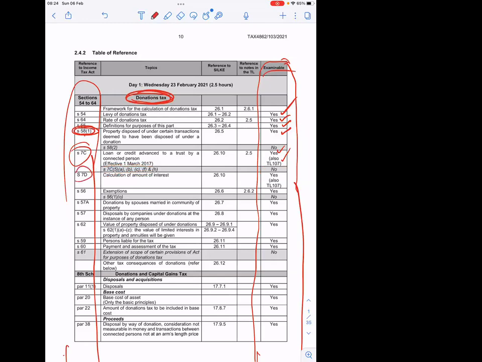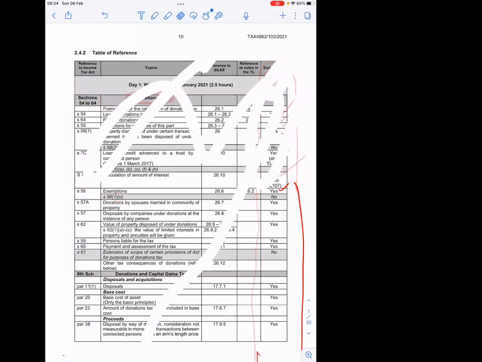You go to 7D, they say study all of it. You go to 56, yes, it is in the exam, but they say take note, 56.1 do not study. It is not in the syllabus. Right, so it continues like that, good people, until the end.